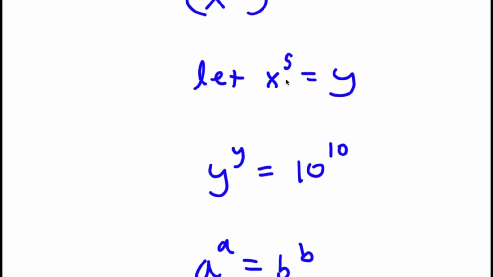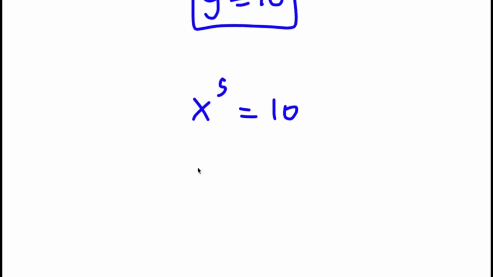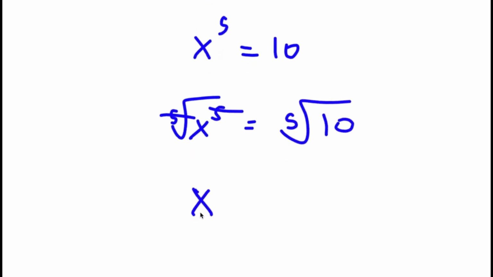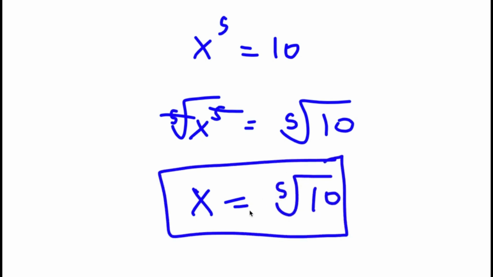Now remember how we set x to the power of 5 equal to y. So I have x to the power of 5 equal to 10. So now to solve this, I'm going to take the fifth root on both sides. So now I have the fifth root of x to the power of 5 is equal to the fifth root of 10. Now, the fifth root of x to the power of 5 is simply x, so I have x is equal to the fifth root of 10. So this is my answer.